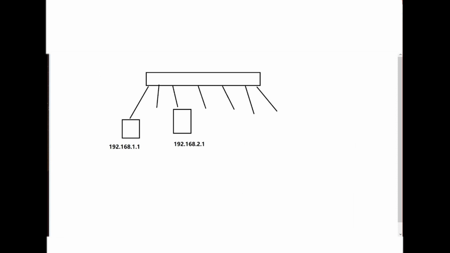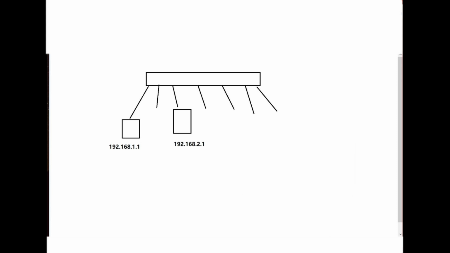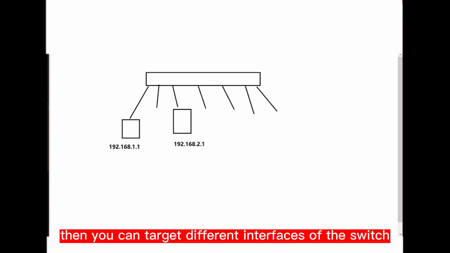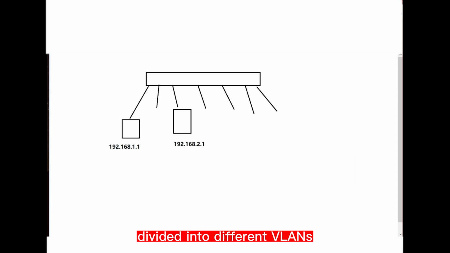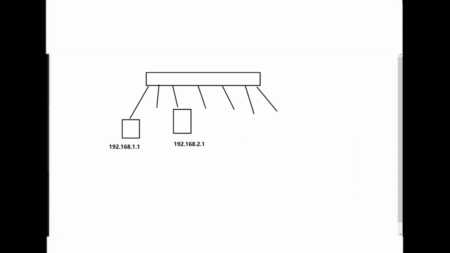In the future, broadcasting will not work either. This affects the forwarding behavior of the switch. That is, VLAN is configured on the switch. Due to the configuration of the switch, you can divide different interfaces of the switch into different VLANs to control future broadcast traffic. The same is true for unicast traffic, that is, from which interface can all the traffic be sent out? They will not transmit broadcasts between different VLANs. So it can be isolated.